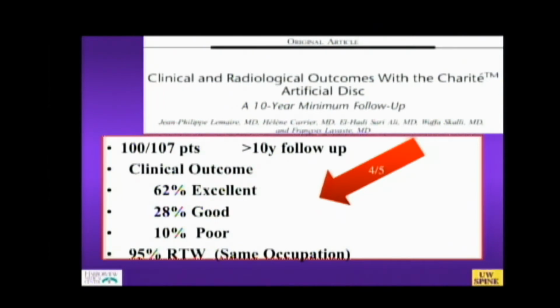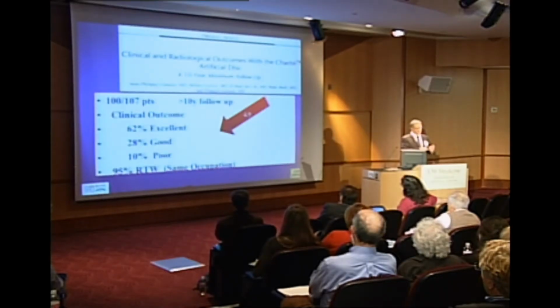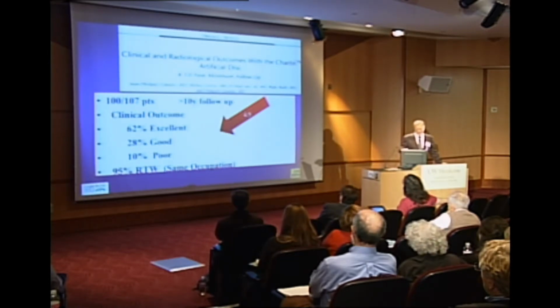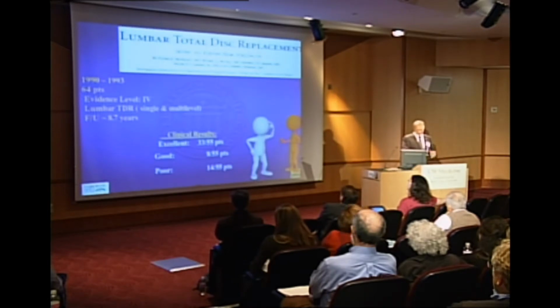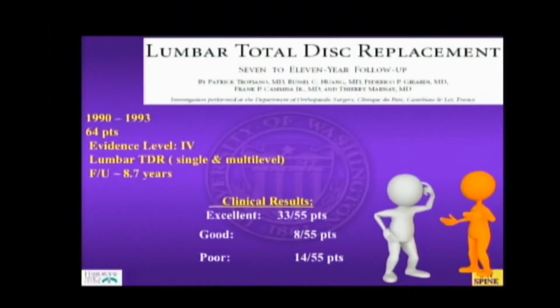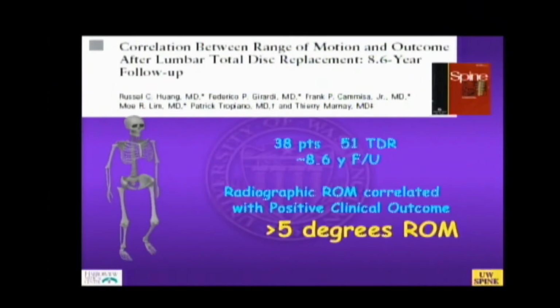In terms of the Charité, which was a biomechanically very different disc from the others in that it is absolutely unconstrained, the Europeans reported a 10-year follow-up, in which 4 out of 5 patients had a good or excellent result using their terms. That's more than 10 years. Using a different implant, which had a more restrained mechanism, the ProDisc type device in France, a very similar result with 3 out of 4 patients having good results in 10 or more years was reported.